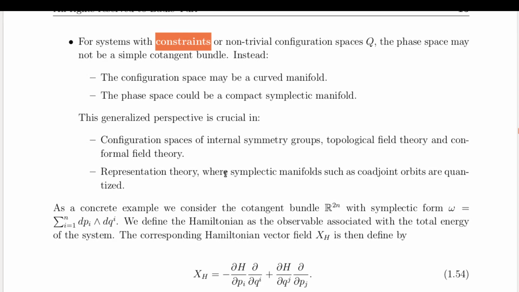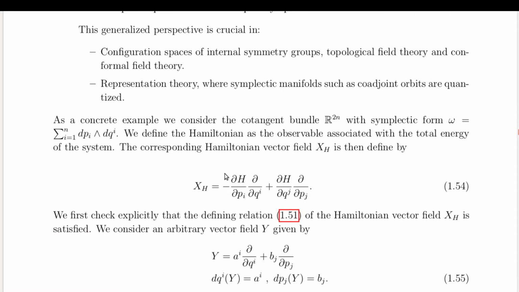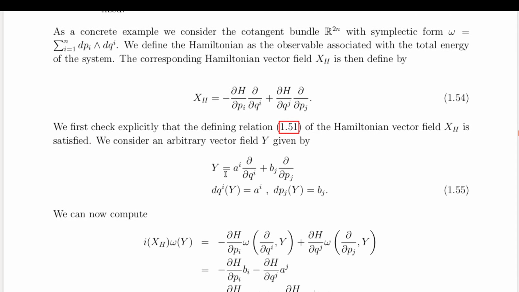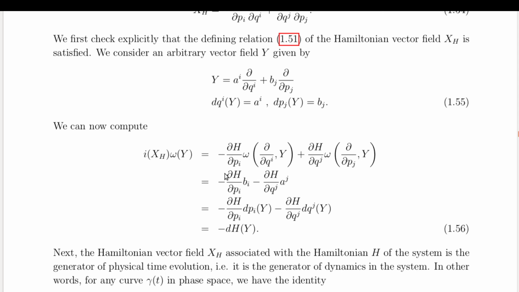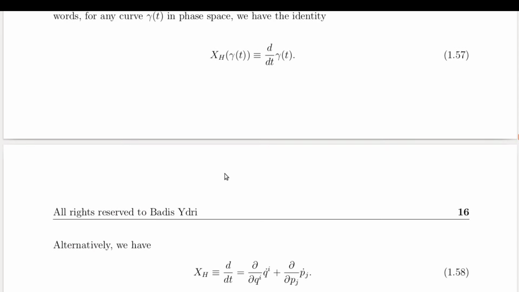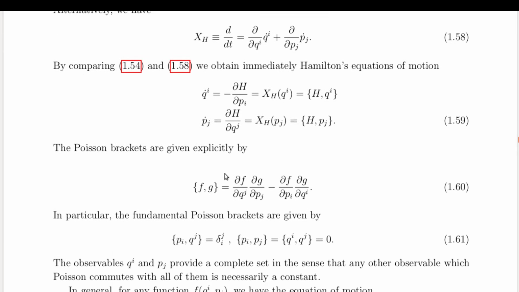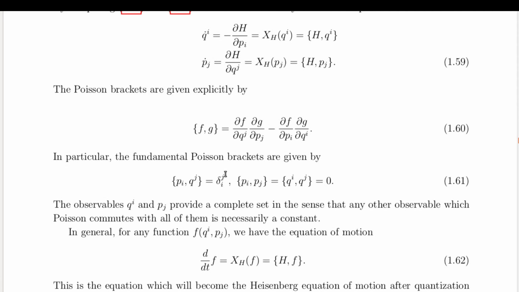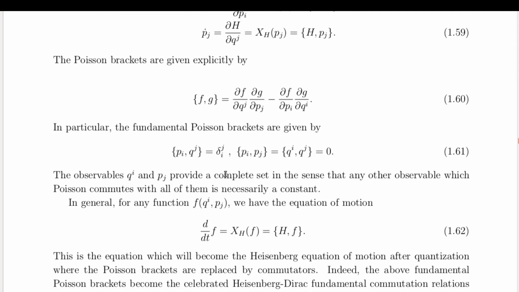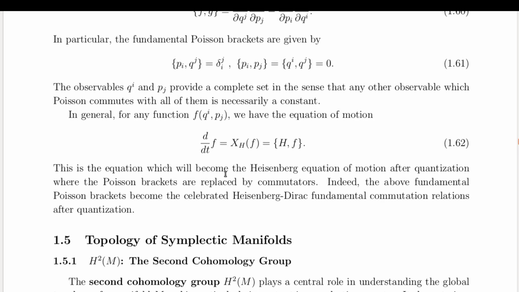Finally, the cotangent bundle is the starting point for geometric quantization, where the symplectic structure bridges classical and quantum mechanics. Observables on phase space become operators on a Hilbert space, and Poisson brackets transform into quantum commutators, preserving the system's structure in the quantum realm. In summary, the cotangent bundle is not just a mathematical construct, it's the universal stage for classical mechanics and the gateway to quantum mechanics.